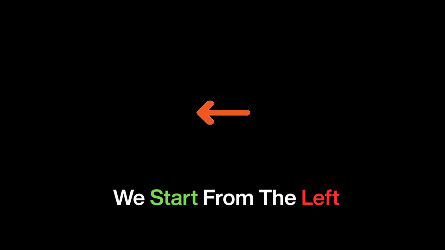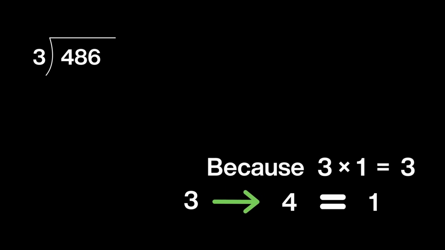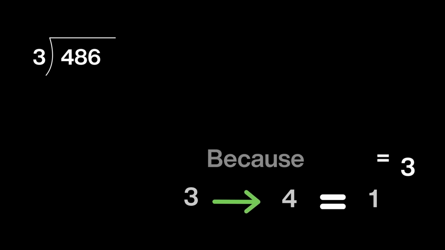Step 2, divide. We start from the left. We look at the first digit of the dividend, 4, and ask, how many times does 3 go into 4? The answer is 1, because 3 times 1 is equal to 3, which is less than 4. We write that 1 on top, above the 4.